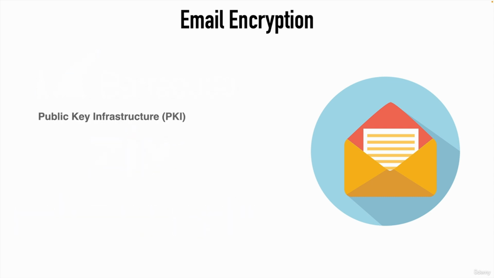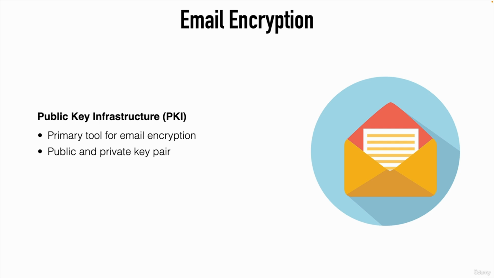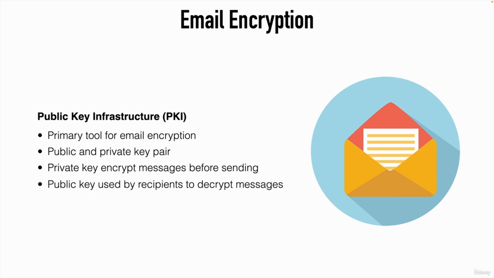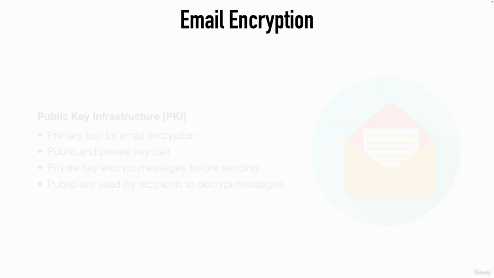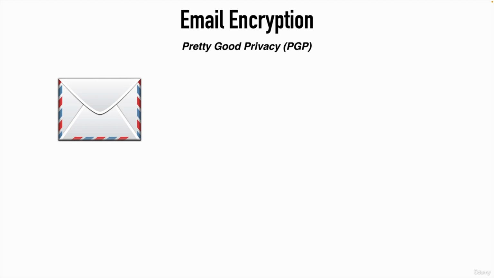We've already talked about PKI, Public Key Infrastructure, and this is the primary tool that we use for email encryption. With PKI, we have a public and private key pair. We would, of course, use our private key to encrypt messages before we send those, and we would provide the public key to any recipient in order for them to decrypt the messages. One common mechanism for this in email encryption is PGP, Pretty Good Privacy. If we want to encrypt a message prior to sending that, this is a common way we would do that. And this is the mechanism that we see used in many of the email encryption suites that we've previously mentioned in this video.